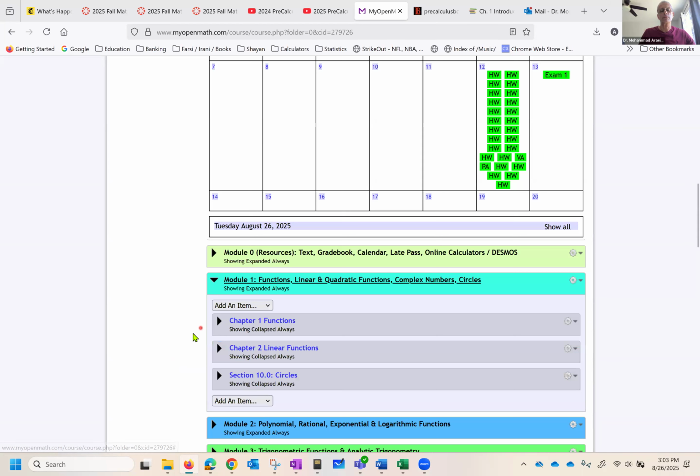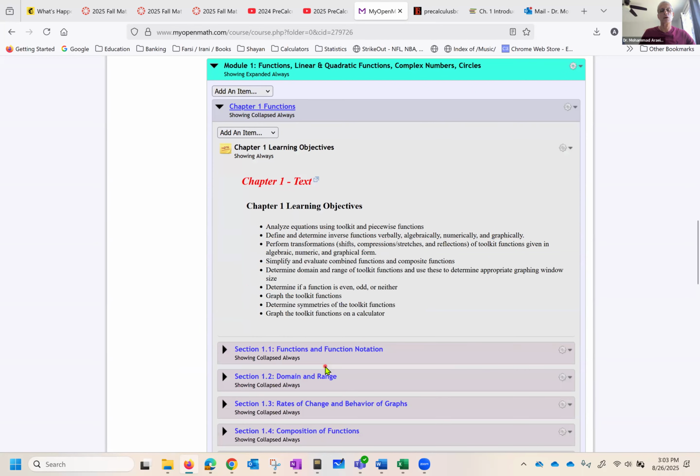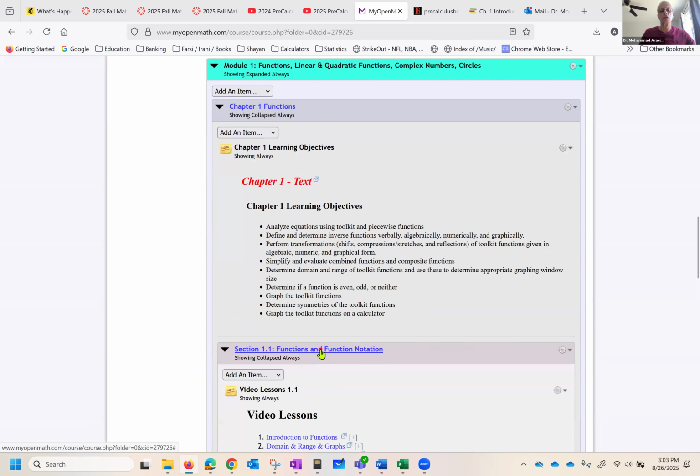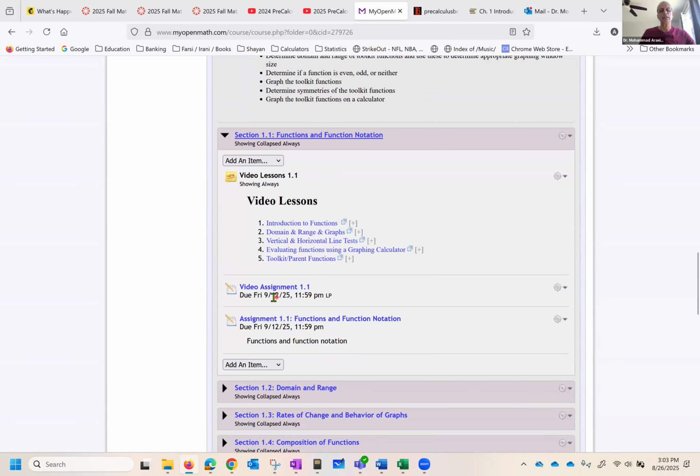You start with module 1, chapter 1. It gives you the learning objectives. You go to section 1.1, gives you some video lessons. And then there's a video assignment 1.1, and then the actual assignment 1.1, as was mentioned in the beginning. You do assignments. After that, you have a couple of questions. After the assignments here, it's a little bit more interesting. And some of these questions also have a video associated with them as help.